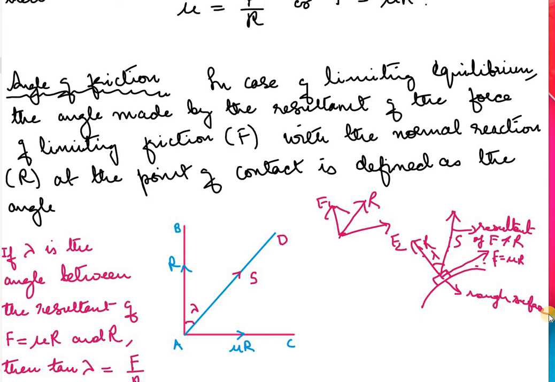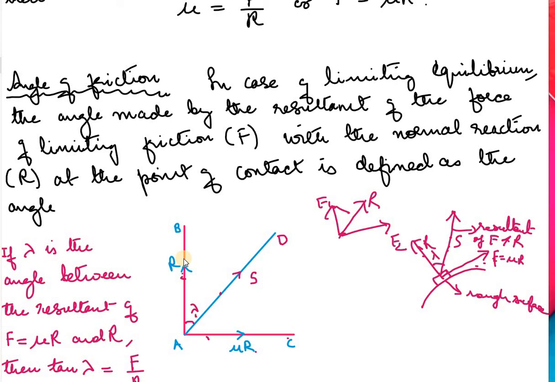So suppose here you have AC, the direction of this force of friction, and AB is the direction of the normal reaction, and AD is the direction of the resultant of these two forces R and mu R. R here is the normal reaction, which is in this direction, and mu R is in the direction of AC, and S is the resultant of these two forces R and mu R. So the angle made by this resultant S with this normal reaction R is called the angle of friction and is denoted by lambda.